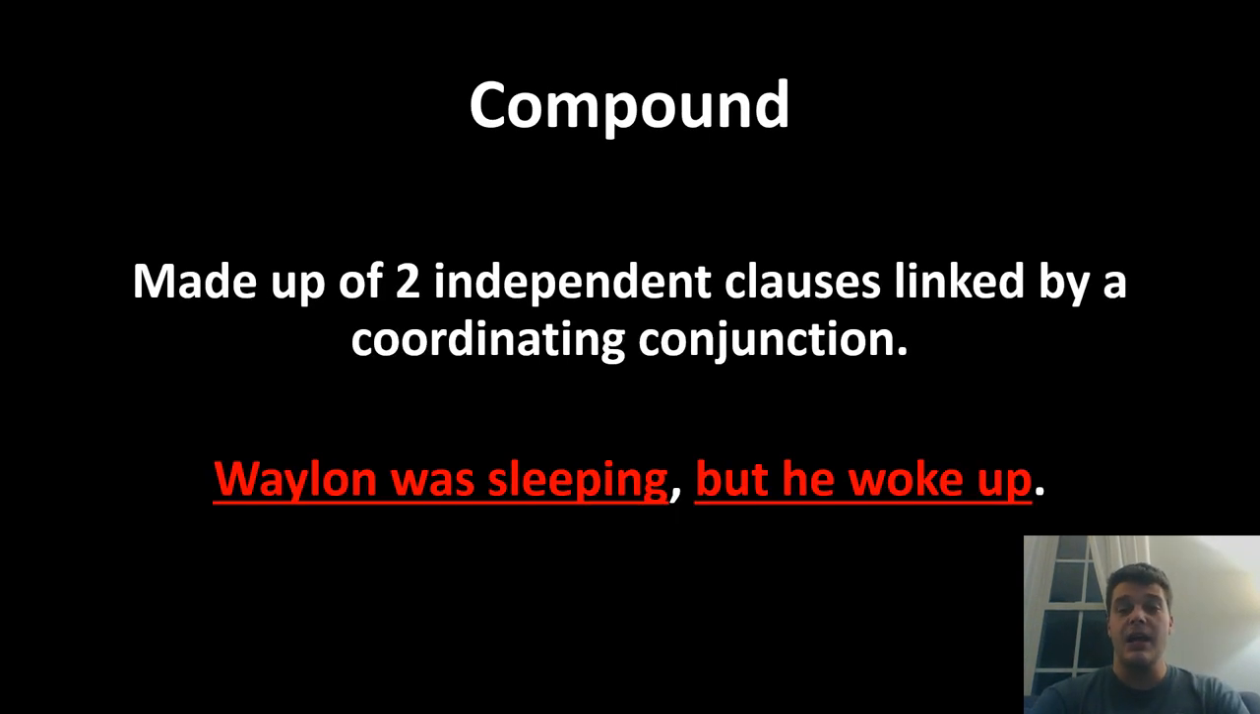Okay, the second type is the compound sentence. This is made up of two independent clauses linked together by a coordinating conjunction, or a fanboy. So, "Waylon was sleeping, but he woke up." "Waylon was sleeping" and "he woke up" are two independent clauses, but is the coordinating conjunction. Because there are two, it's a compound sentence.